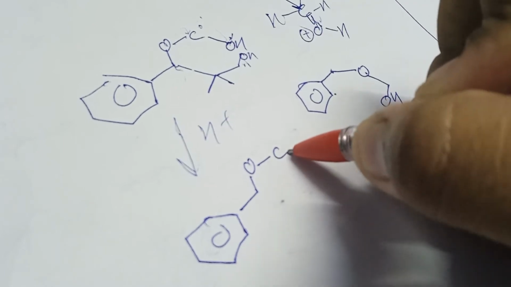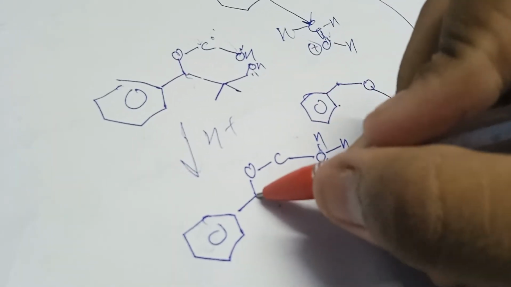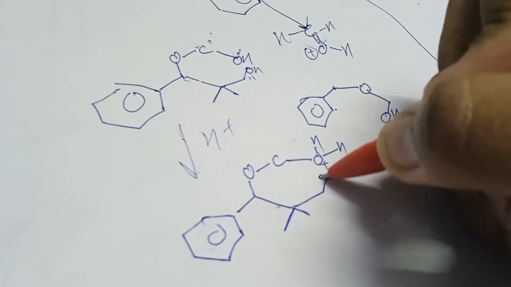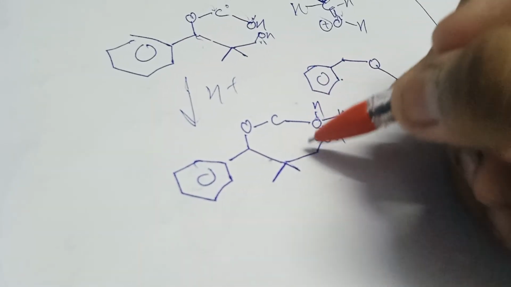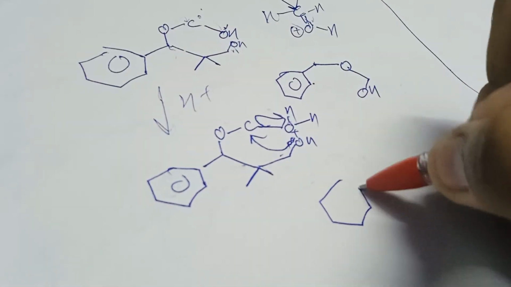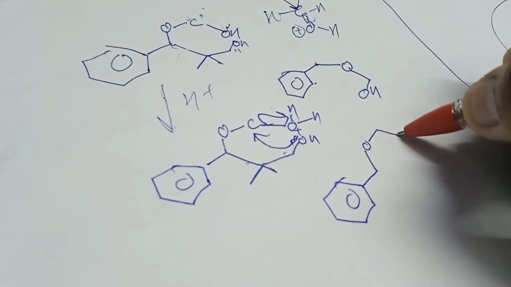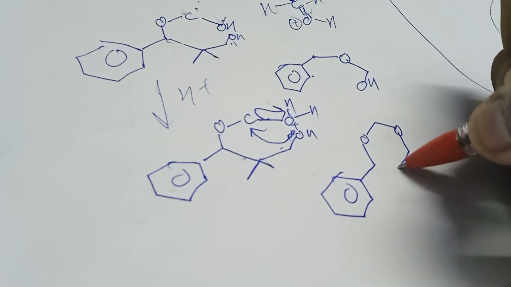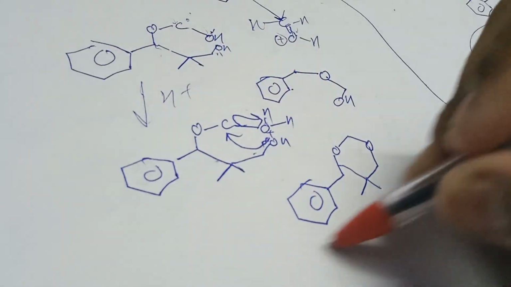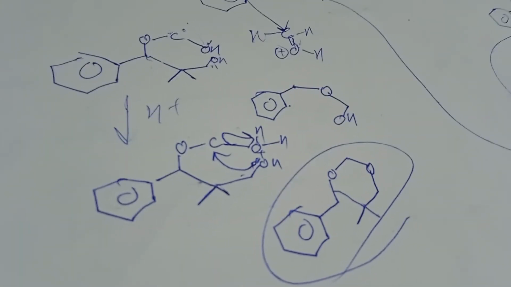O C, O H plus H. This, and this. Now here oxygen has a lone pair. This lone pair will attack over here, and this H2O is out, and we finally get this kind of species. And yes, this is the answer. And you may check from the answer key, the answer is this only.